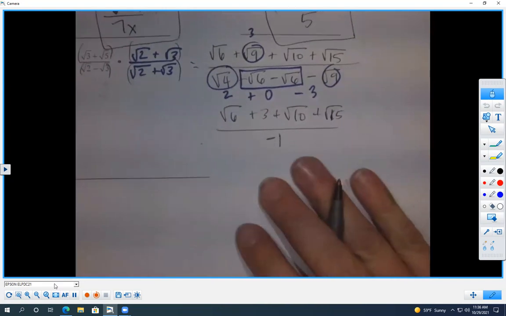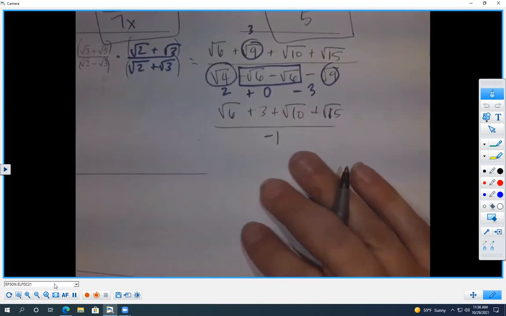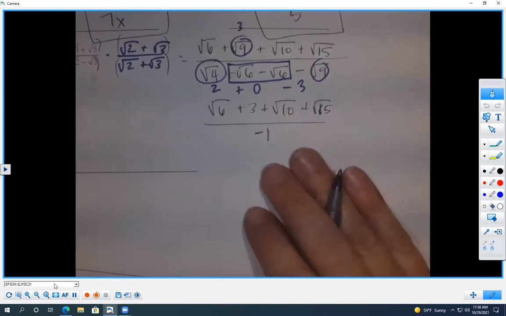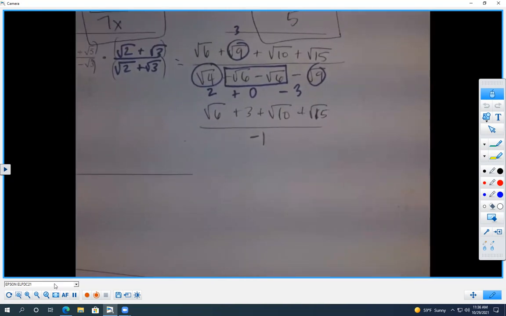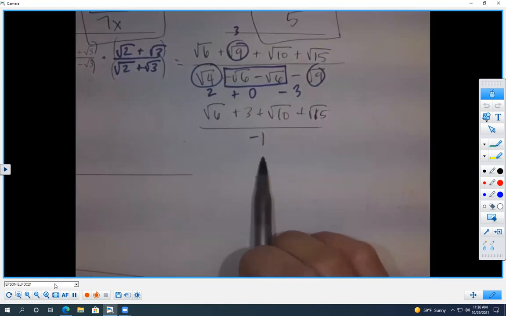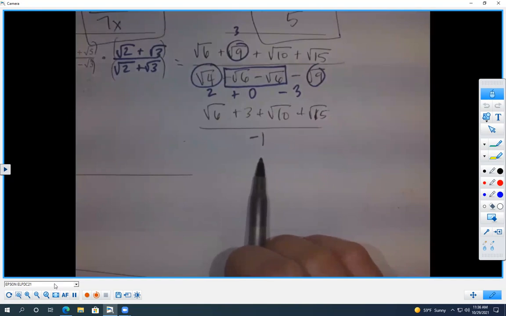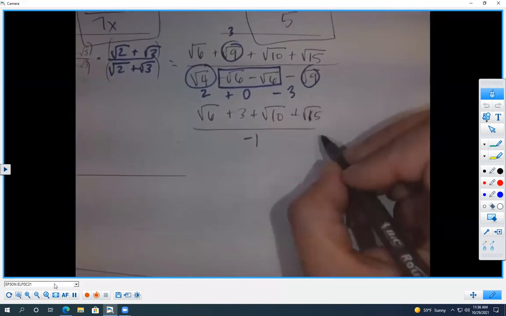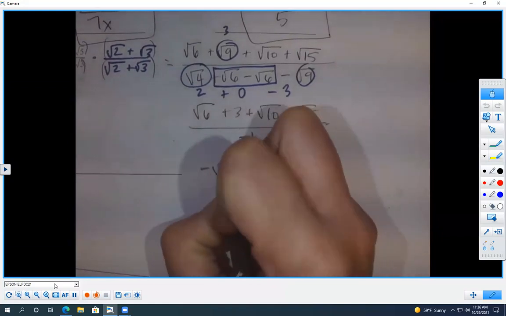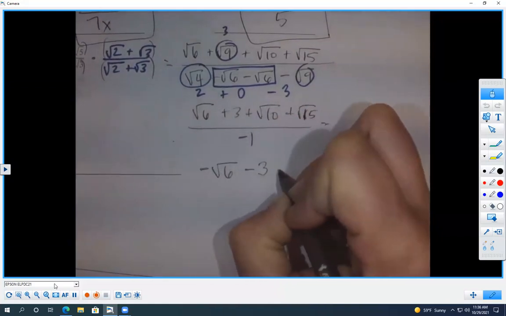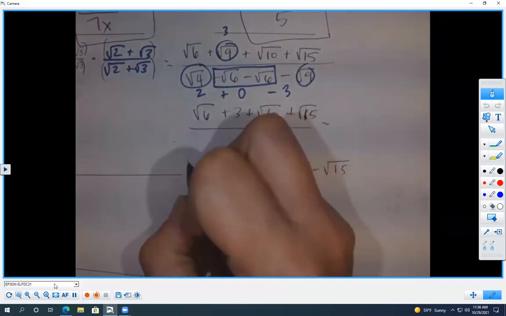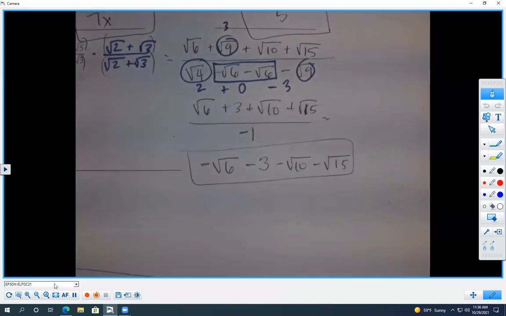If this was any number except for -1, you would be done at this point. If this was a 2, if this was a 7, whatever, you'd be done. The fact that it's -1, how do you divide by -1? By itself. Like if you just did 3 divided by -1, what'd you get? -3. It just changes the signs of everything, right? So this becomes negative square root of 6 minus 3 minus the square root of 10 minus the square root of 15. And that's your answer.